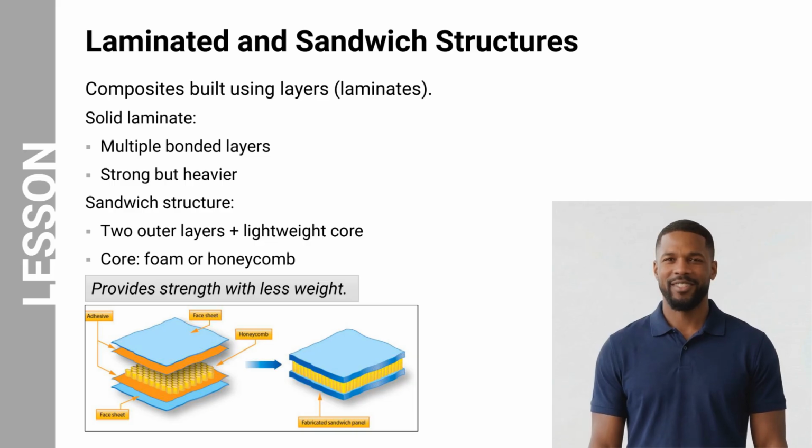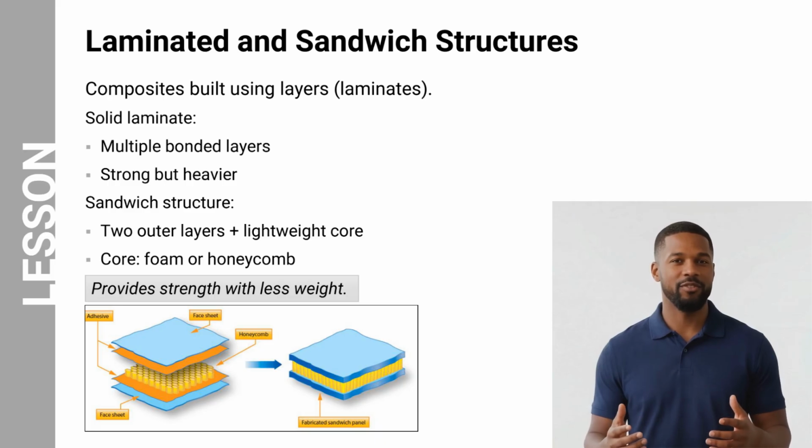Let us now understand how these materials are arranged to form usable structures. Composite materials are typically built by stacking layers, which are called laminates. In a solid laminate, multiple layers of fiber and resin are bonded together to form a strong structure. This provides high strength and stiffness, but it also increases weight. To improve efficiency, sandwich structures are used.